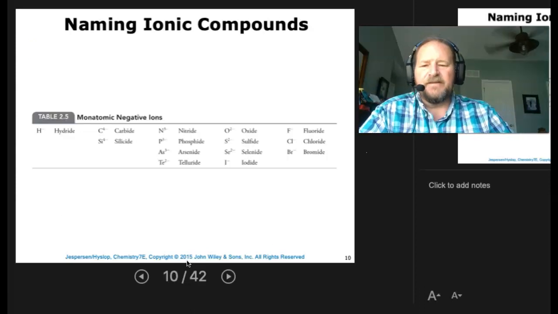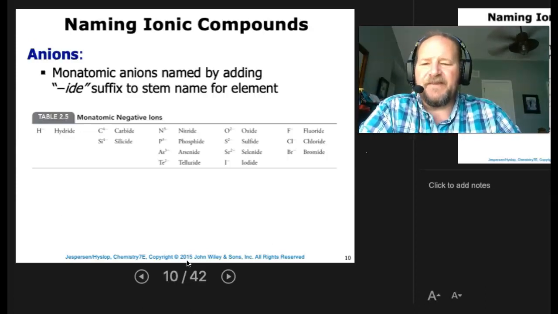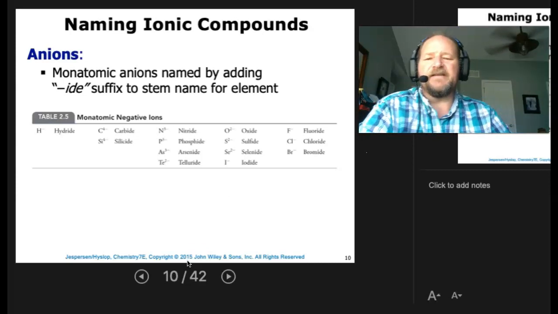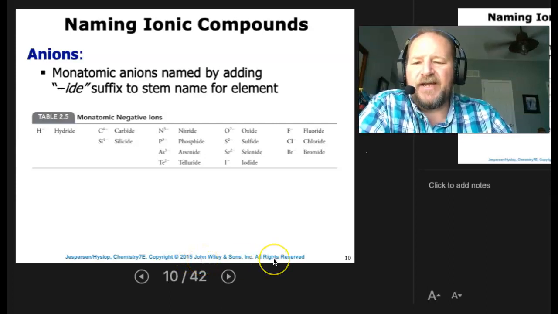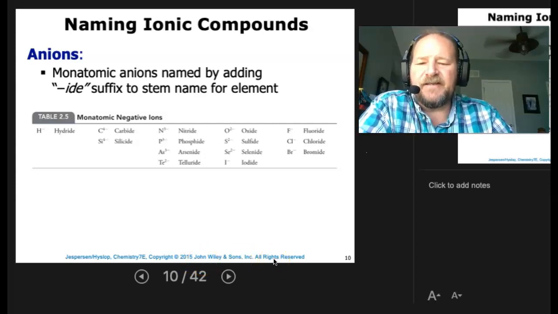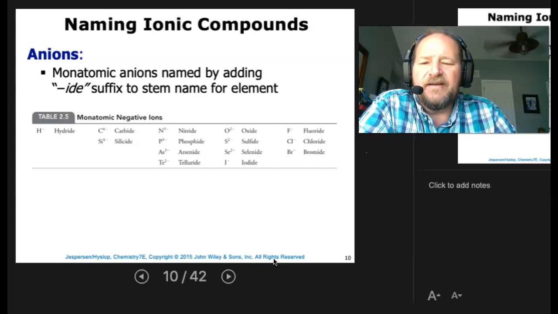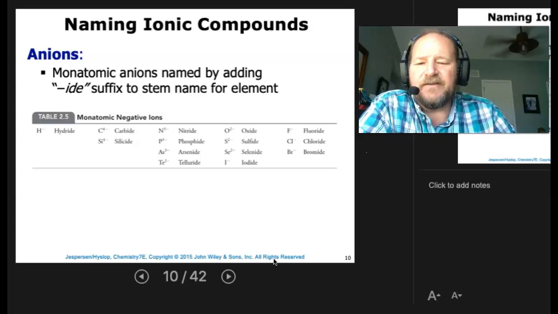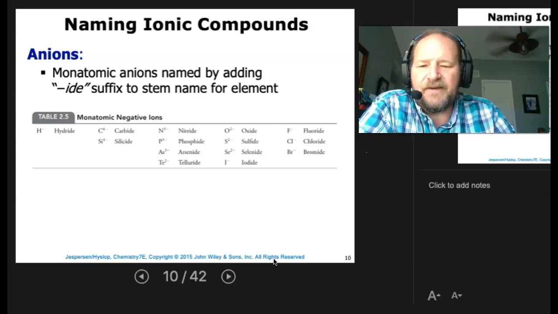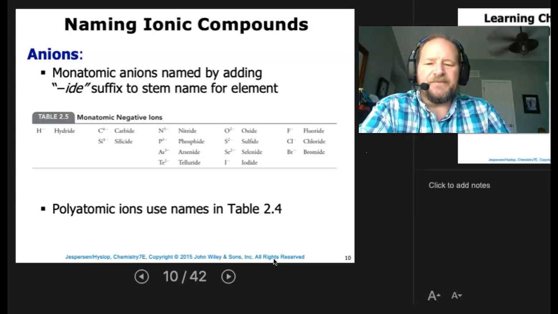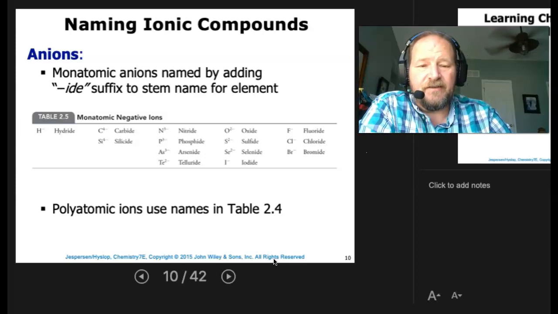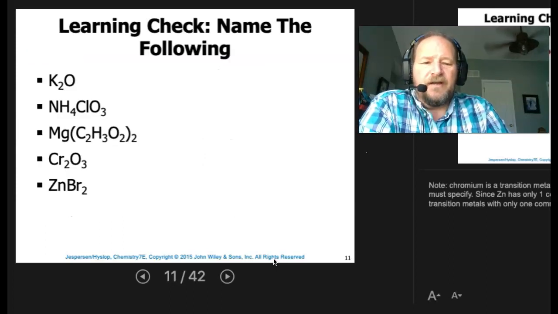Right? So naming ionic compounds then, for the anions, the monatomic anions always end in "ide." So hydride, carbide, silicide, nitride, phosphide, arsenide, telluride, oxide, sulfide. Right? Polyatomics, you'll use the names from the table or from that page that you can get from the student resources. All right, so let's name the following.